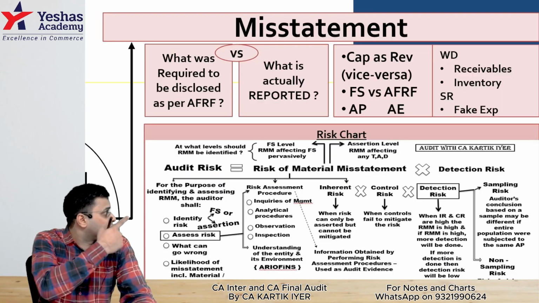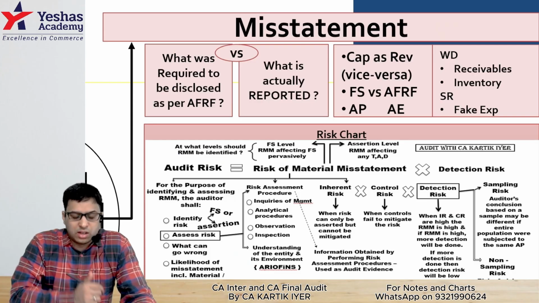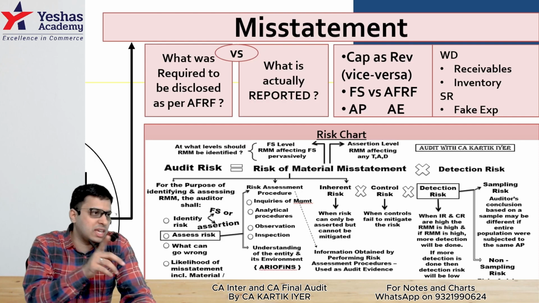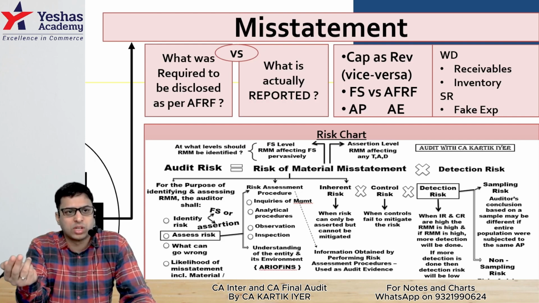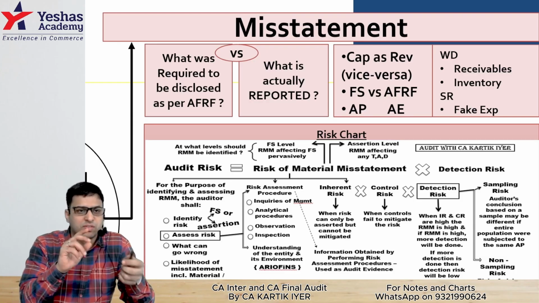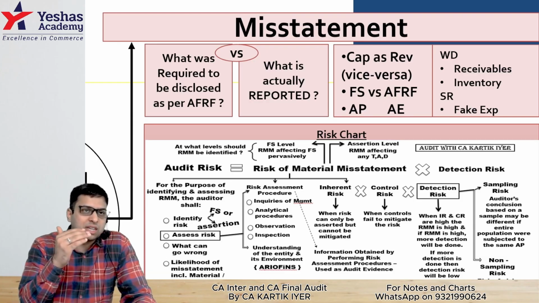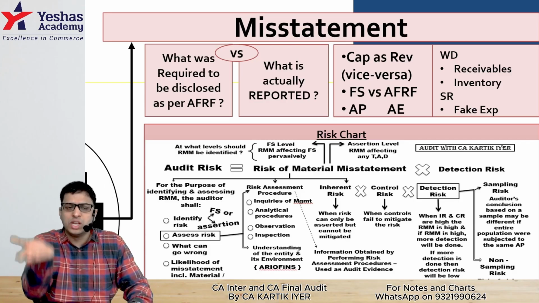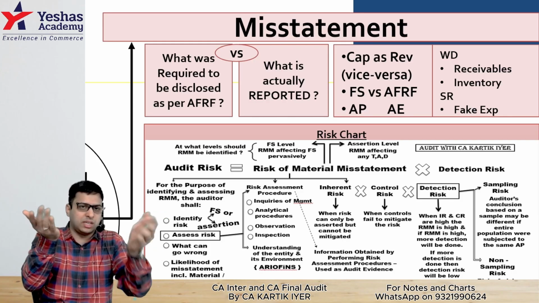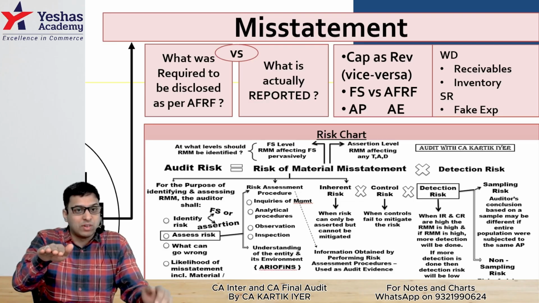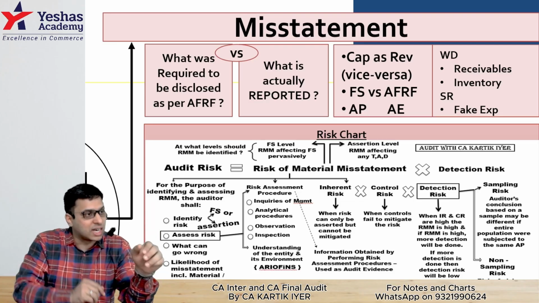What are the examples of misstatement? You can see on the screen also. That is capital shown as revenue, revenue shown as capital. FS versus AFRF. Incorrect accounting policies or incorrect accounting estimates. After that, you have window dressing, secret reserve. Window dressing example can be fake debtors are shown. That is account receivables are shown in a fake manner. Inventory value, if you increase, profit will increase. Window dressing. Similarly, if inventory value is shown less, the profit will also become less. So that is secret reserve.